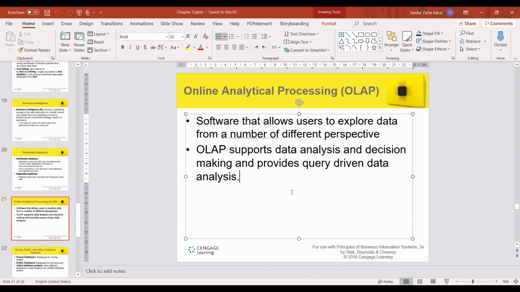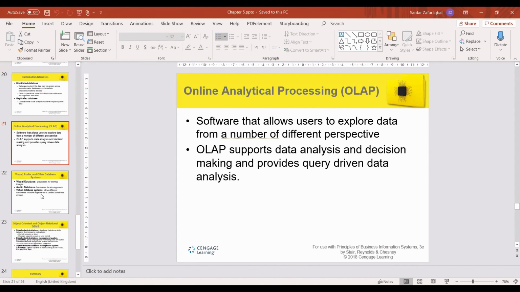Yes, Doctor. OLAP is a technology where you can use different tools to analyze the data, to see different analytics, different perspectives, so that you can take some decisions to improve your business. Okay. What's the difference between business intelligence and OLAP?